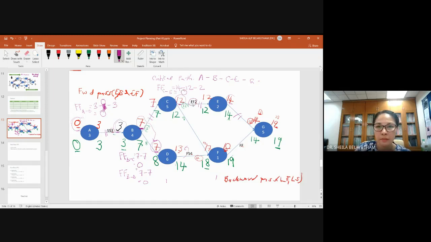It's logical because the total float is 0 here. If your total float is 0, your free float must be 0. You cannot go more than your total float. Or let's try here, activity D. What is the free float for activity D to activity F? So what will be your answer?